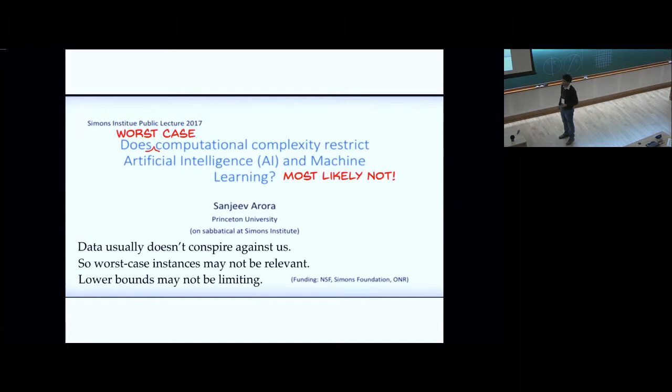And just to be non-controversial, I would at least want to say that we have reasonable evidence to say that worst case computational complexity, like worst case hardness of various problems, in general does not tell us a whole lot about whether a certain machine learning task is possible or not. Okay? And the reason is not really that hard to understand. We don't expect data to really actively conspire against us.